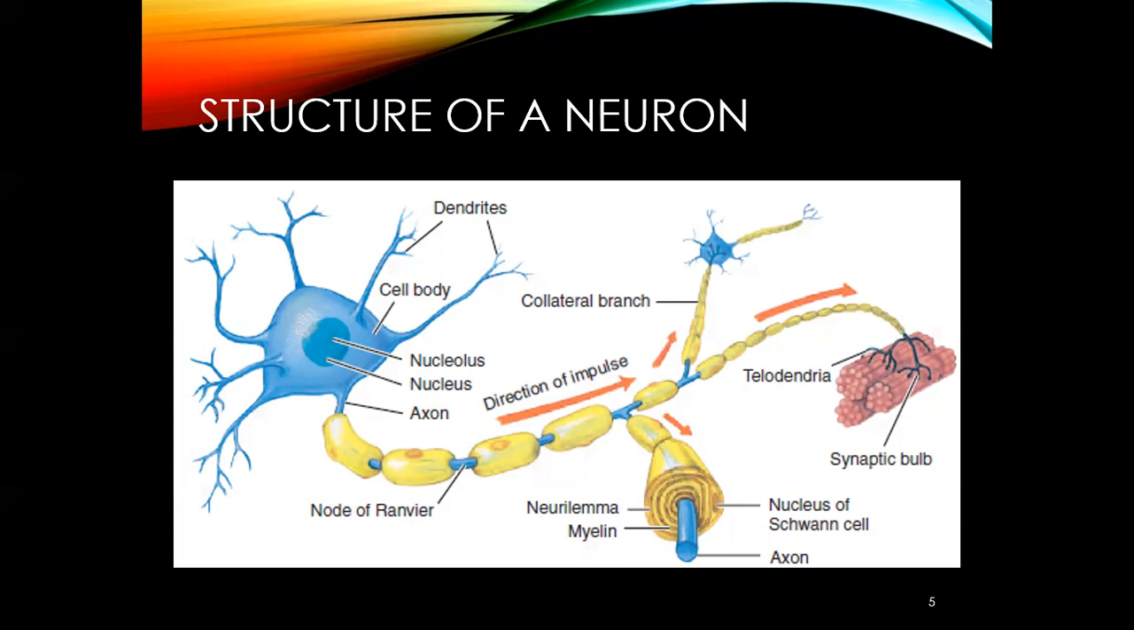And then as we look at the Schwann cell, we have a nucleus, the neurilemma, the myelin. The demyelinization of this is where it happens when we lose those nerve sheaths, and it causes something called MS, or multiple sclerosis. We also have a collateral branch coming off of the side of the primary axon. And then you see the telodendria connecting at the synaptic bulb.